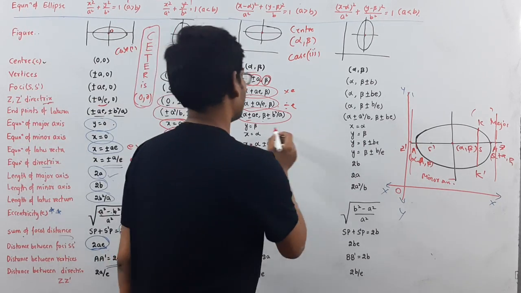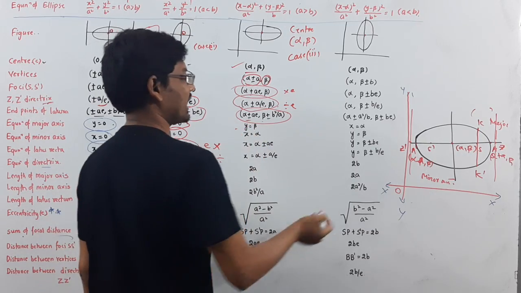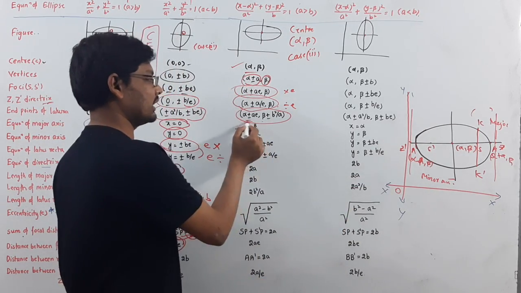So now the equation of major axis. Equation of major axis is, that is y is equal to beta.